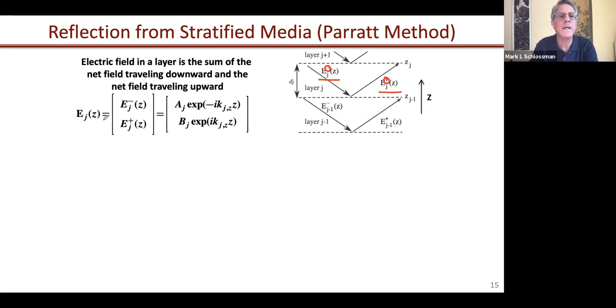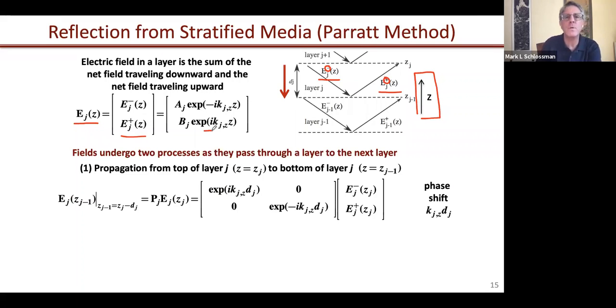And so I can write the electric field in a layer j as just these two components, the one going down, the one going up. And they just have an amplitude, A sub j or B sub j, as well as the piece that indicates the z component of the traveling electrodynamic wave, this e to the minus i, where it's minus because this is the wave that's going down. Remember, our z coordinate here is pointed up. So we get a minus for going down, and we have a plus here for waves that are going up.